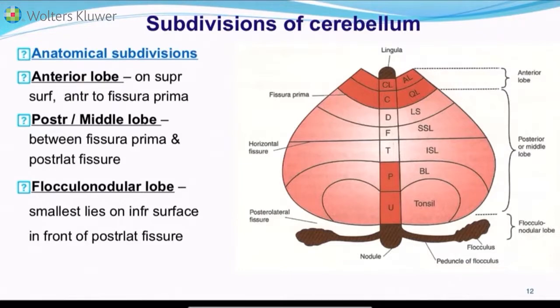Flocculo-nodular lobe is the smallest one that lies on the inferior surface in front of posterolateral fissure. You can make out the dark brown colored structure there, like a small stalk and a flower, and that is the flocculo-nodular lobe. So anatomical subdivisions are anterior lobe that lies in front of fissura prima, posterior or middle lobe that lies between the fissura prima and posterolateral fissure, and flocculo-nodular lobe that lies on the inferior surface in front of posterolateral fissure.